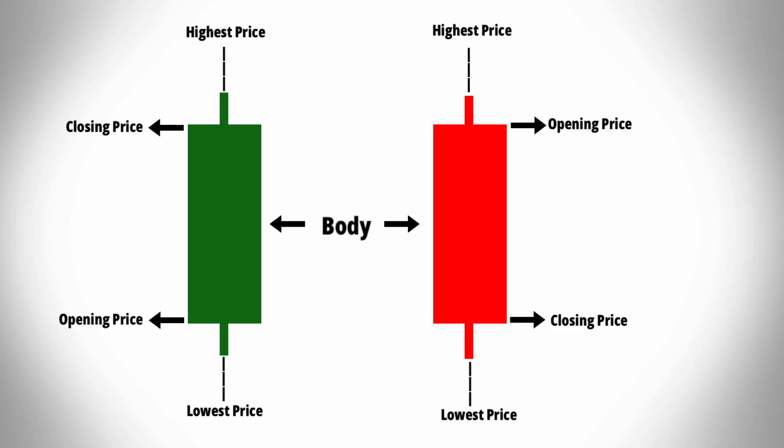Now let's just quickly run through how to identify the opening and closing prices on a candlestick. Now for a green candlestick, that's a bullish candlestick, the opening price is at the bottom of the body and the closing price is at the top of the body. And for a red or bearish candlestick, the opening price is at the top of the body and the closing price is at the bottom of the body. Now what this indicates is that price decreased during the period of time. And as you should know, the candlestick wicks or shadows represent the highest and the lowest prices during the period.